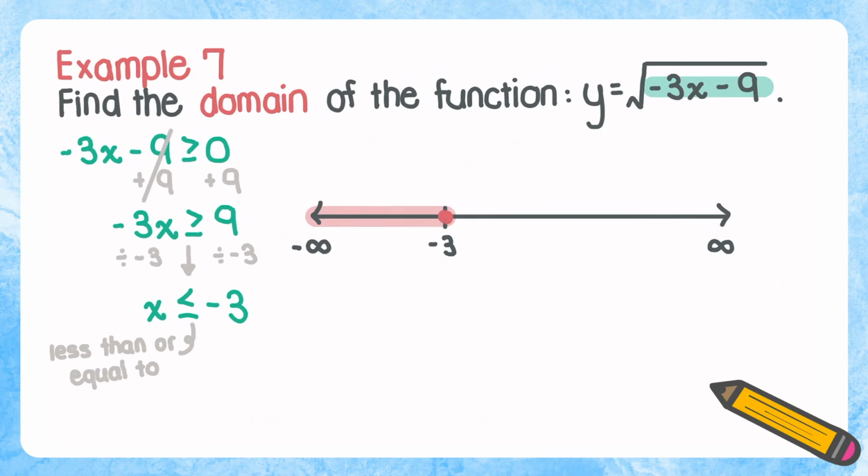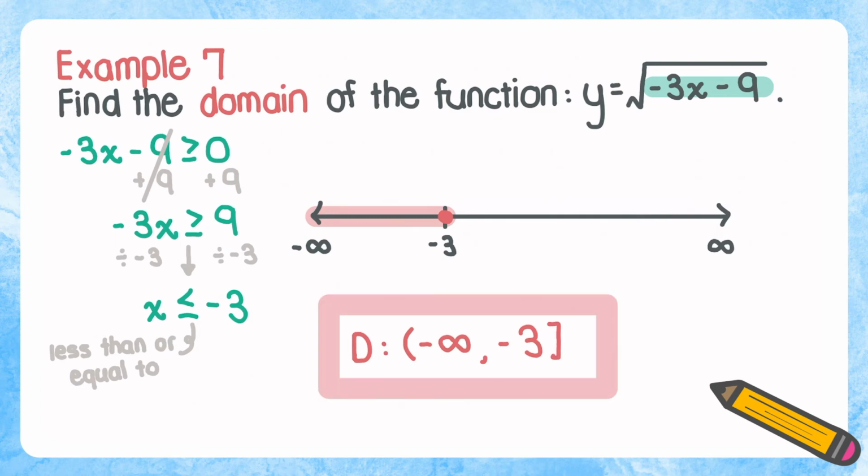So how would I write this in interval notation? The domain is anywhere from negative infinity all the way to exactly at negative 3. So in this case, the function would work anytime x is less than or equal to negative 3.